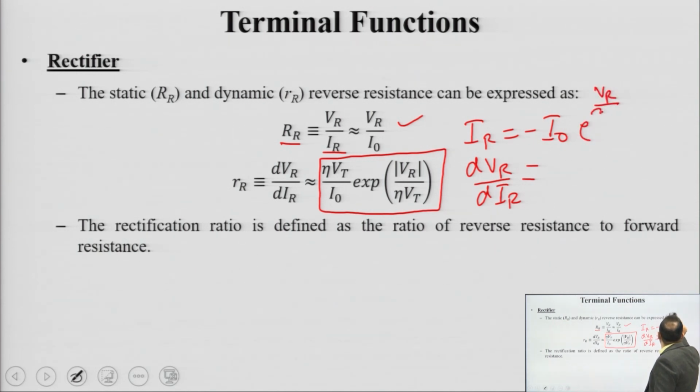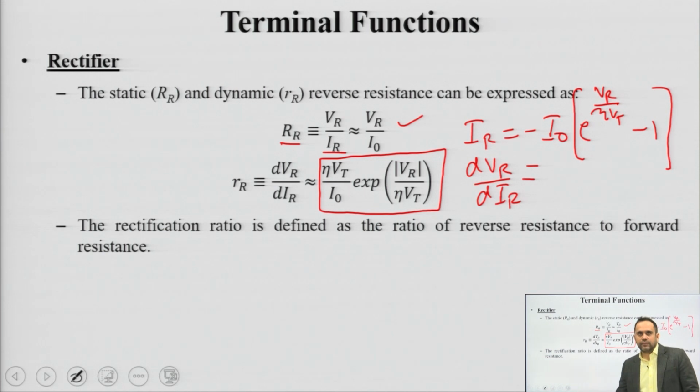Vr by eta Vt minus 1. Okay. So, this is the expression you are going to get for dynamic reverse resistance. If the magnitude of Vr goes up, there is no negative sign here, there is a plus sign here. If Vr goes up, dynamic resistance is going to go up. So, high resistance during reverse bias, low resistance during forward bias.